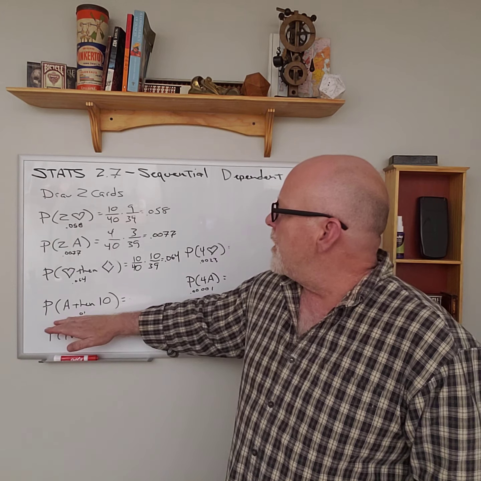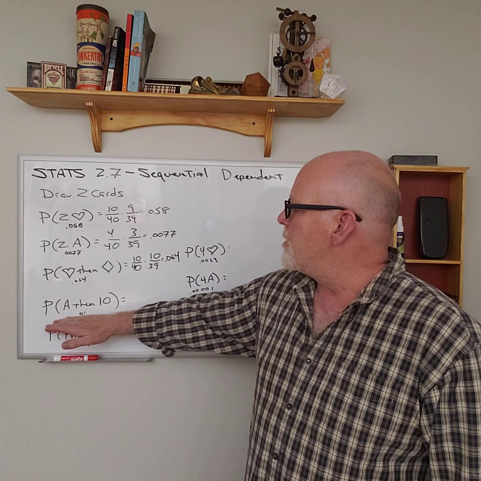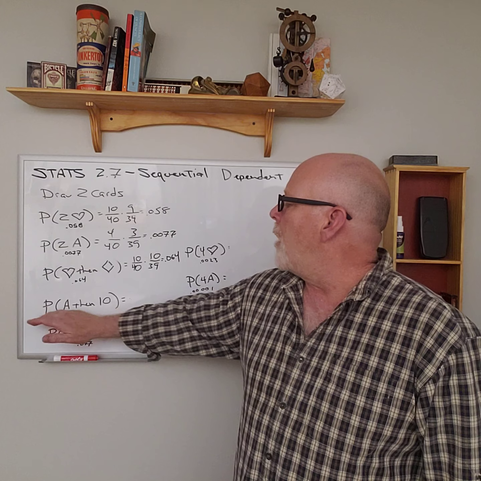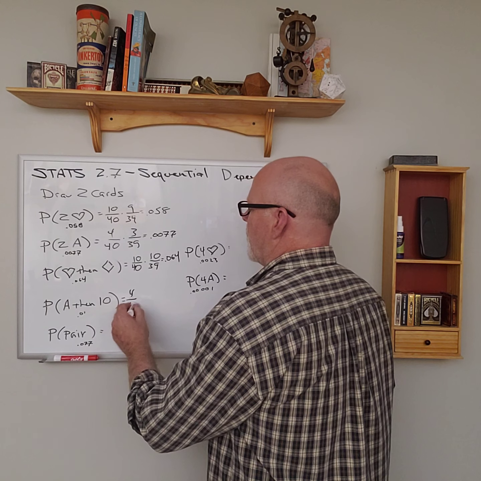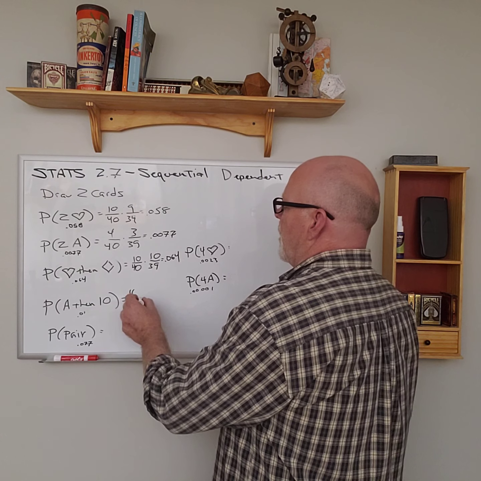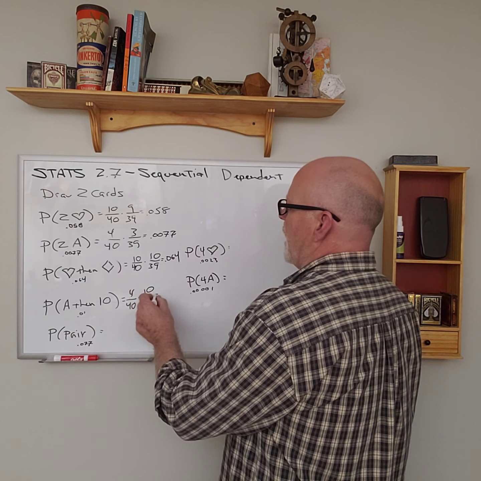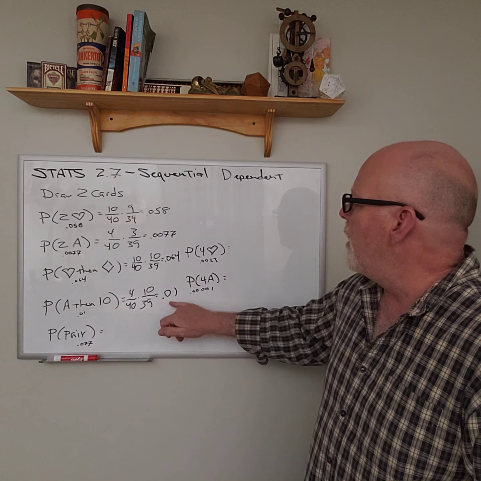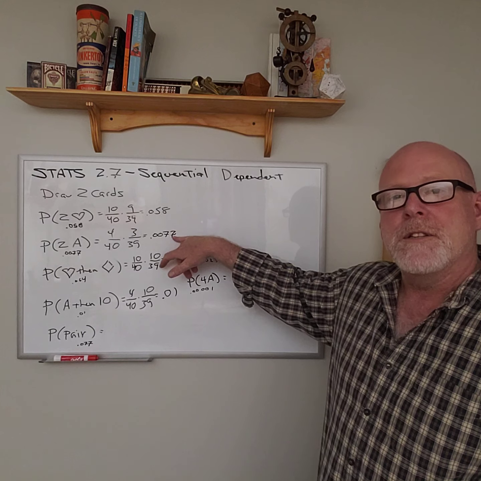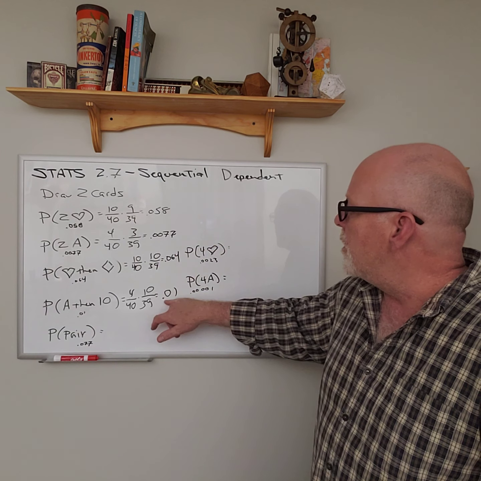How about an ace then a 10, right? Similar to 2 aces, except not the same. Probability of drawing an ace on the first one is going to be 4 out of 40. And the probability of a 10 on the second one, there's 39 left in the deck, and all 10s remain. And that's going to give us about 0.01, which is a little bit bigger than this, right? This is 0.7%, 0.7 of 1%. This is 1%.